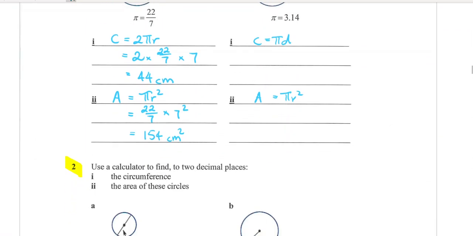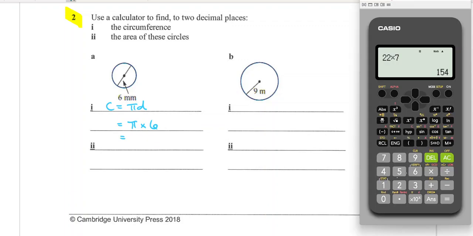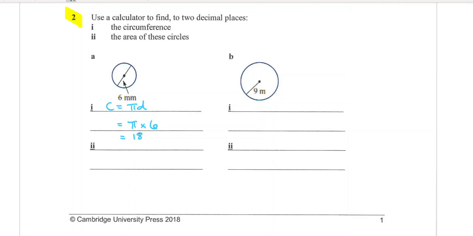Okay, let's do some more of those. Here it is again, but this time we're going to use our pi button on our calculator, okay? So using the pi button, the first question that I'm doing, it's a diameter. So I'm going to use C equals pi d. Pi button on my calculator times the diameter, which is 6, will be about 18 point something. 18.8, we want 2 decimal places, 18.85 millimeters.